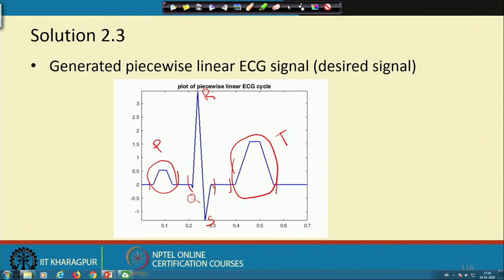these parts we take as 0 or the isoelectric line, where we can expect the noise is there in the input signal. Okay. So, this signal is very important in that way. It not only gives us a close approximation of the desired signal, but we also get where we expect only the noise, free from the signal component.